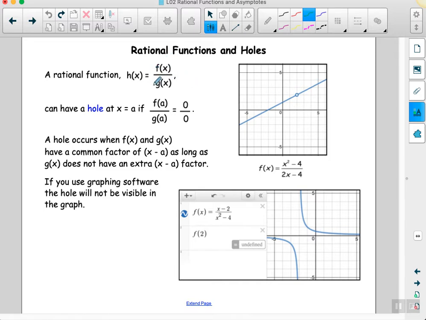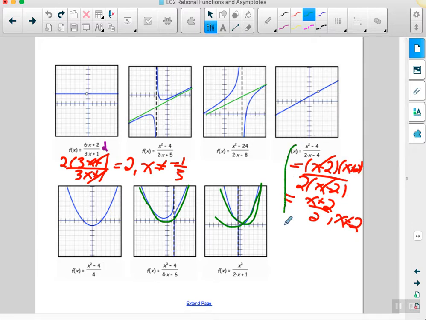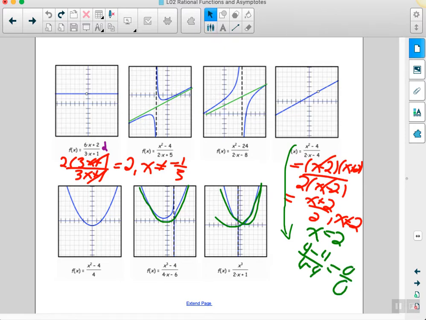So for a rational function f of x over g of x, if you can find a spot, I'm going to call it a, where f of a over g of a is 0 over 0, then it might be a hole. Such as, I want to go back now to that slide where I showed you over here. So if we plug in a 2, notice when x is 2, I'm going to write over here again, when x is 2, you get 4 minus 4 over 4 minus 4, which is 0 over 0. So if you get 0 over 0, you may have a hole.